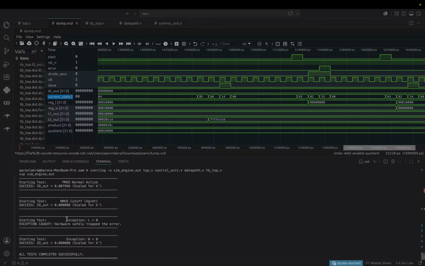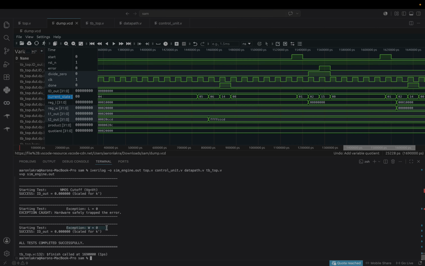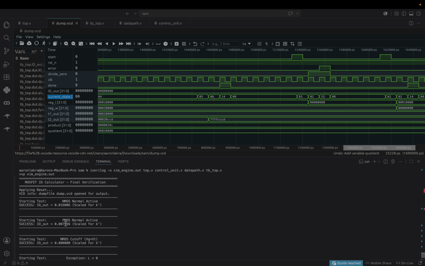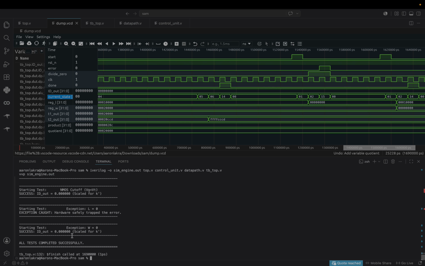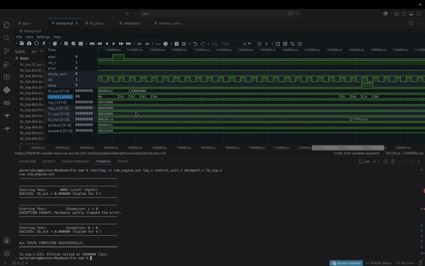For the fourth one, we tried to confuse the system by giving the length of the transistor as 0, and the hardware bypassed the calculation by detecting that the length is 0, so that is not valid. For another exception, we set the width to 0, and our design treated it as an exception and safely came out of the loop, and no calculation was done. So these are the values for the NMOS, the PMOS, and the NMOS cutoff that we did, and this is the waveform that we have.